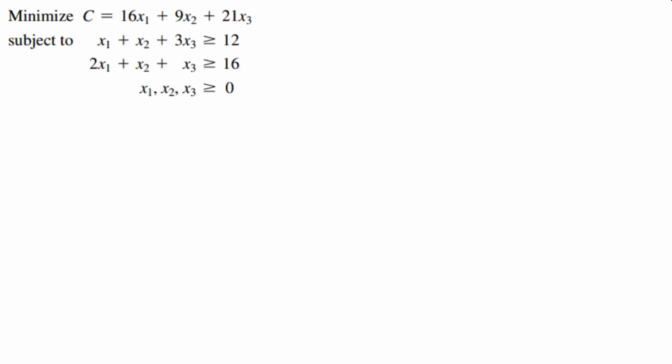All right, so here we're going to minimize c equals 16x1 plus 9x2 plus 21x3, subject to x1 plus x2 plus x3 greater than or equal to 12, and 2x1 plus x2 plus x3 greater than or equal to 16, with all the x's greater than or equal to 0. So first things first, we're going to have to first create our A and then find A transpose.